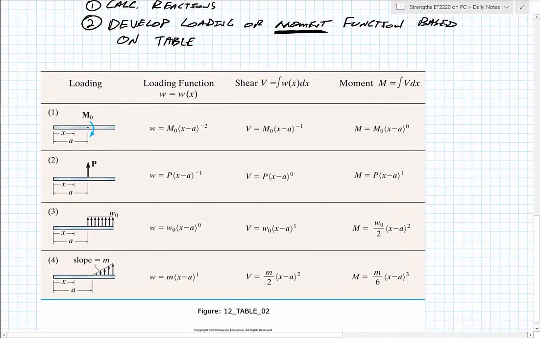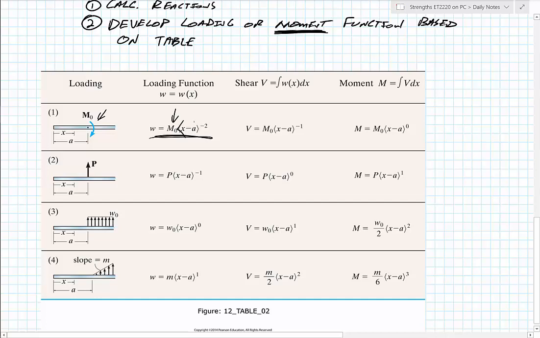So this is what my table looks like, and you can see I have different types of loads. I could have a moment, a point load, a distributed load, and a sloping distributed load. Each one will have a loading function. So this would say the magnitude of the moment. Note the direction: a clockwise direction is positive in this equation.